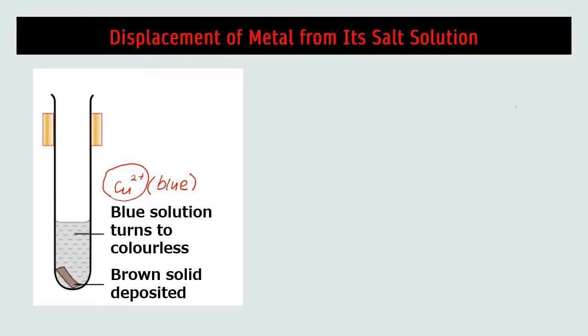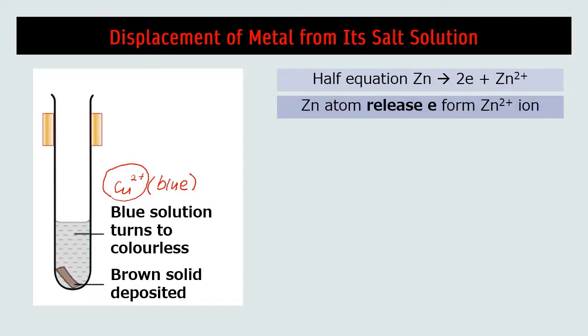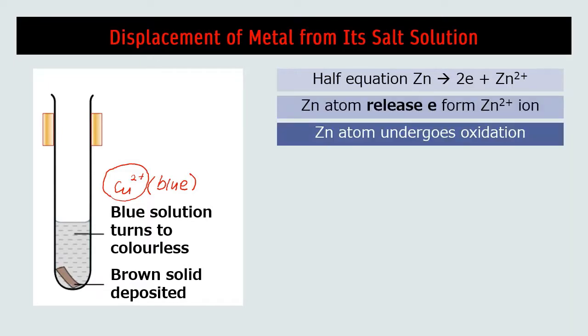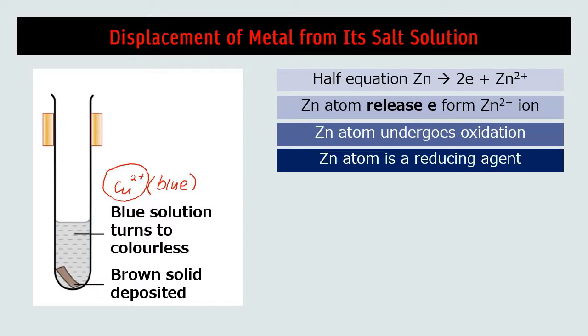The summary of this reaction is: zinc atom releases electrons to form zinc ions. The product is zinc ions. Zinc atom undergoes oxidation reaction, while zinc atom is a reducing agent.